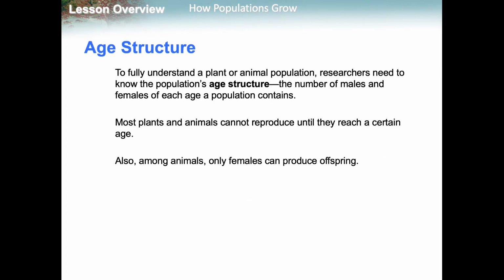Age structure is the number of males and females of each age a population contains. Most plants and animals can't reproduce until they reach a certain age. For us, that's usually between 13 and up until maybe 45. That's usually the average, more or less, for menopause. But for a variety of animals, it just depends.